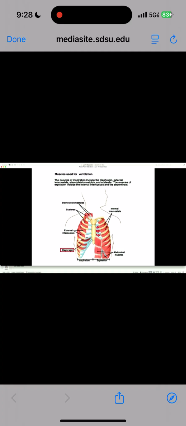Now, the reason that they would help to expire is that when they contract, they're contracting around all those organs in the peritoneal cavity. Those organs cannot go out the back. We have too much fascia, too much muscle in the back, so they're going to go up into the diaphragm and push the diaphragm even further up into the thoracic cavity.